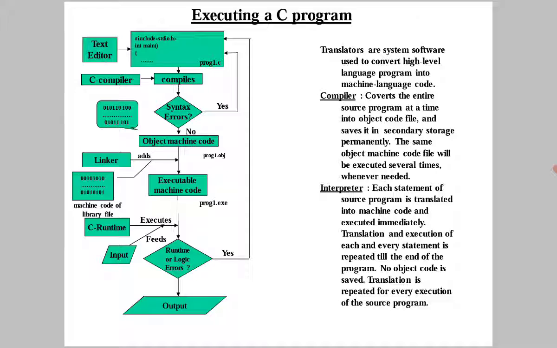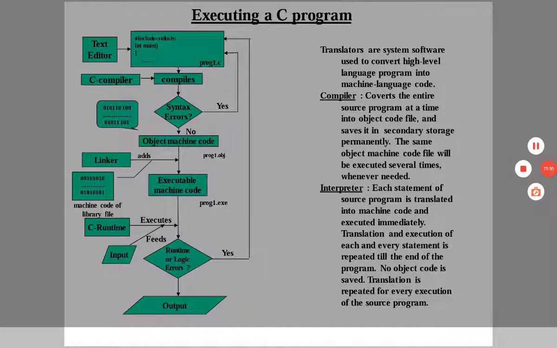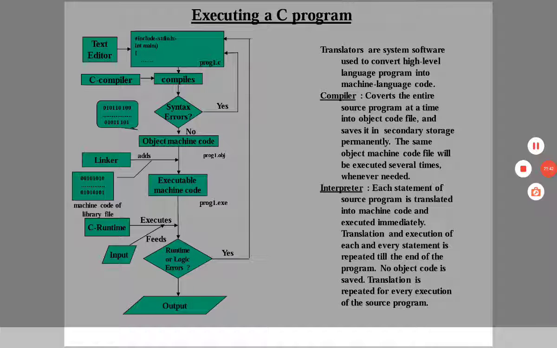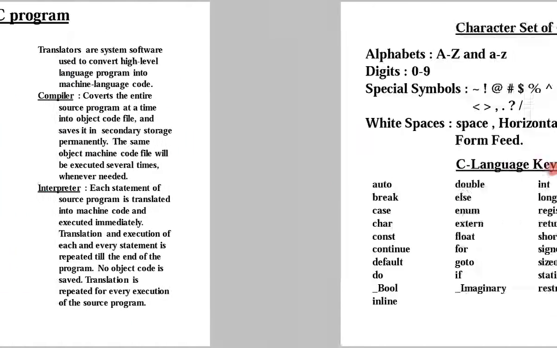Here some terms are used. Translators are system software used to convert high level language programs into machine level language code. Compilers convert the entire source program at a time into object code. Generally in C language we use only C compilers. So this is the step-by-step procedure for how to create, compile, run, or execute a C program.